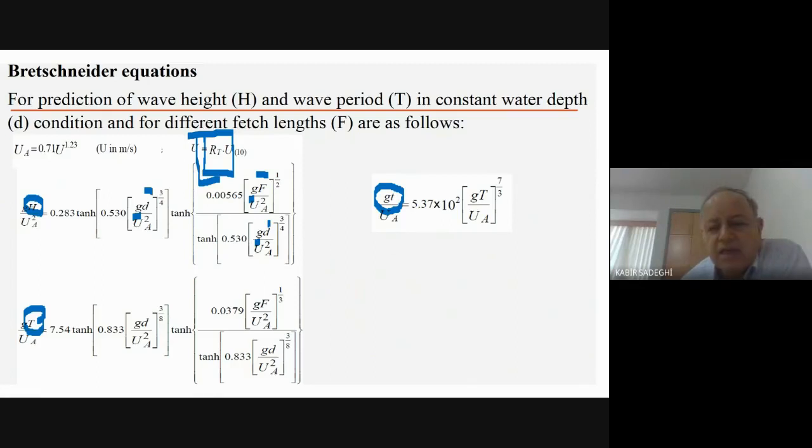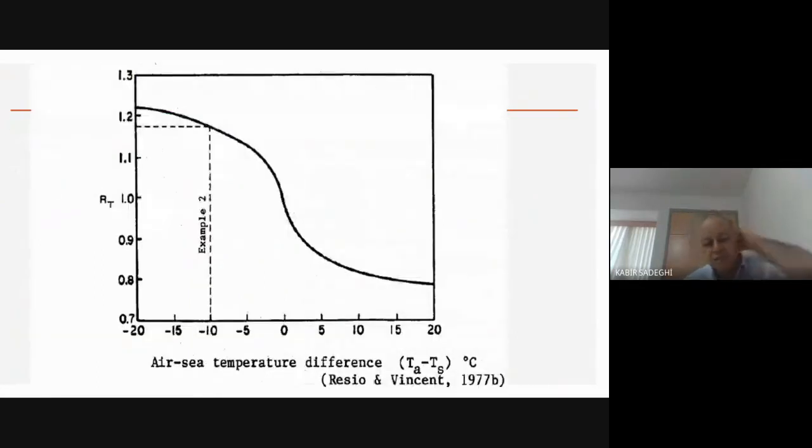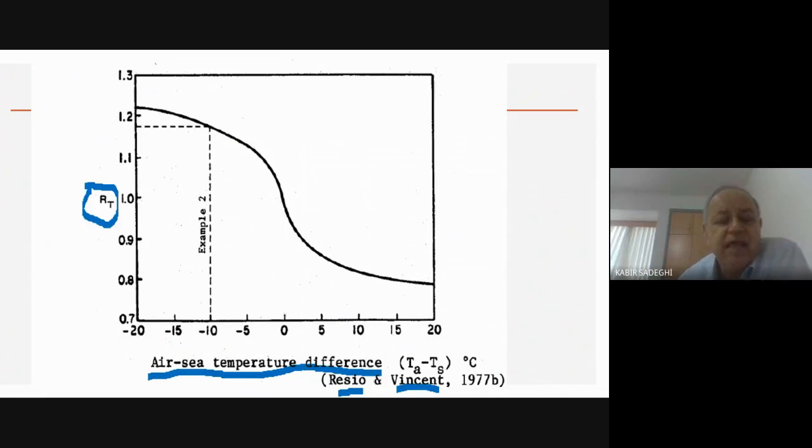RT you can see in the next slide, which gives a graph based on the work of Resio and Vincent. What is that? It has two axes. In the horizontal axis, you see the air-sea temperature difference. In the vertical axis, you will find RT. And RT here is one. We have above one and under one. But we follow the curve. We should follow this curve.